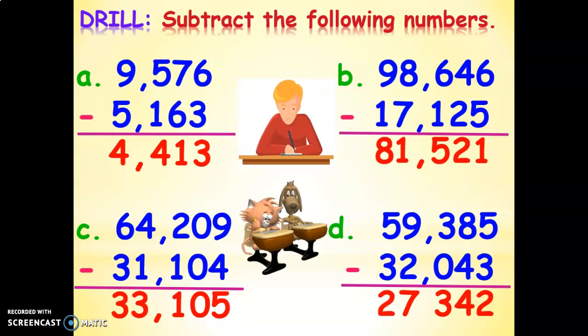Also, we should never forget to write our comma on the right place. Again, count 3 digits, ones, tens, hundreds, comma, thousands, and 10,000s place. Final answer for letter D is 27,342. So this is where we end our lesson.